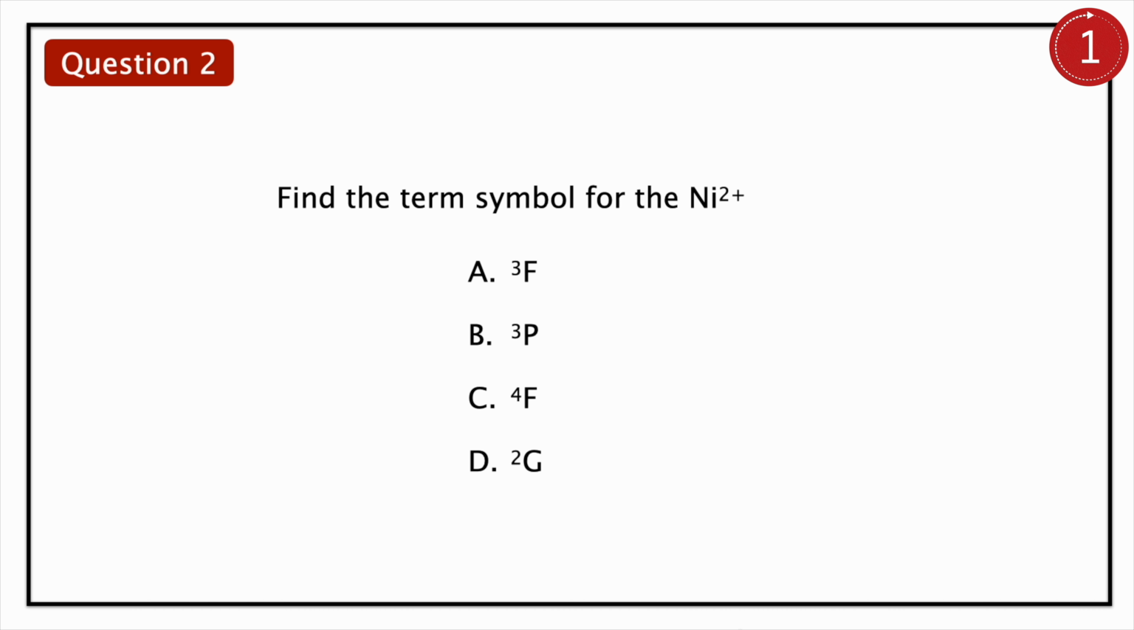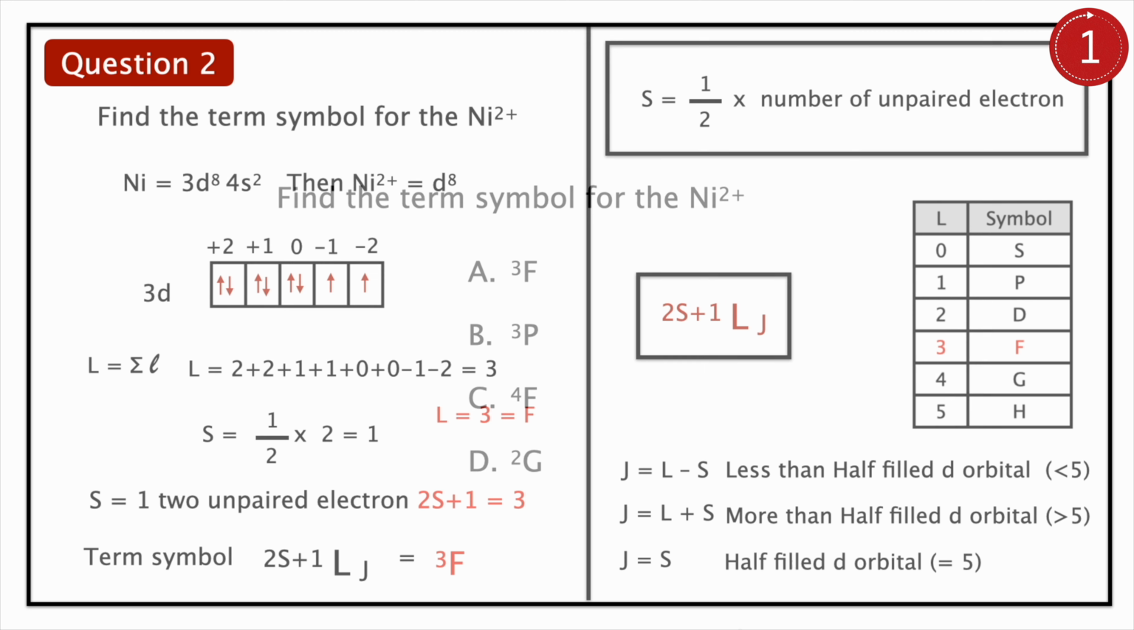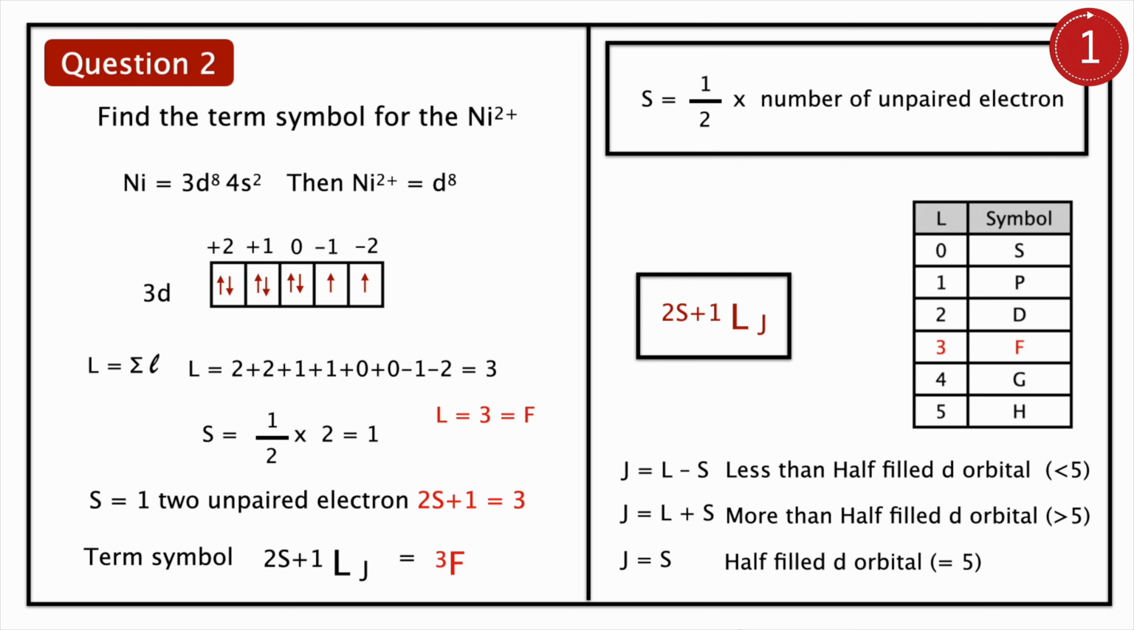Then the next question: find the term symbol for Ni2+. The choices are 3F, 3P, 4F, 2G. We will go by our understanding. First, you find the electronic configuration. Nickel is a d8 system. The configuration is 3d8 4s2.